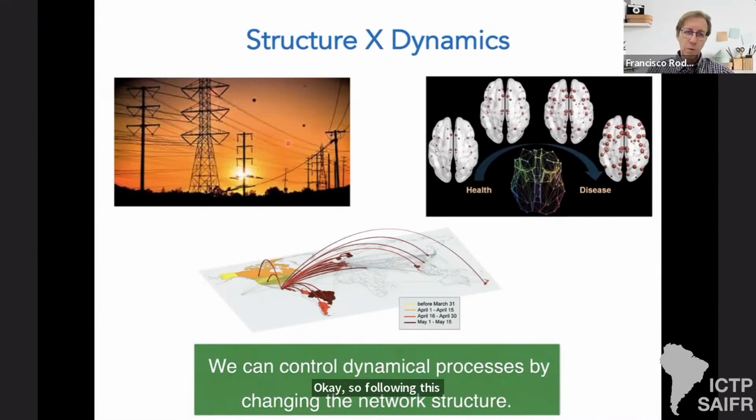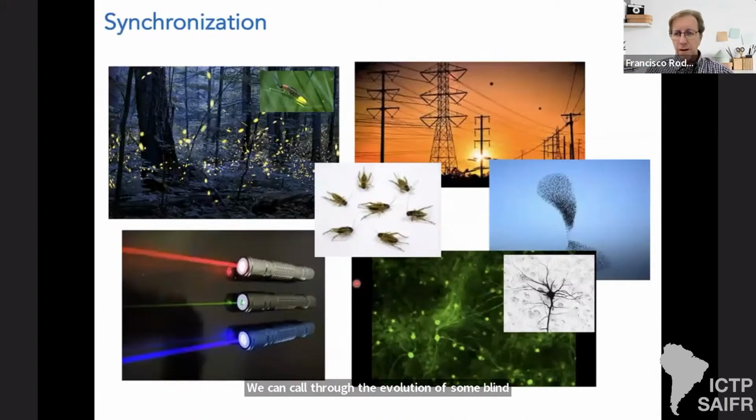For example, we can control the transmission in power grids. We can control the evolution of some brain disorders by changing the brain organization. And also we can control epidemic spreading. One important dynamical process is synchronization. You have synchronization in many different systems, in fireflies, in lasers, in neurons.